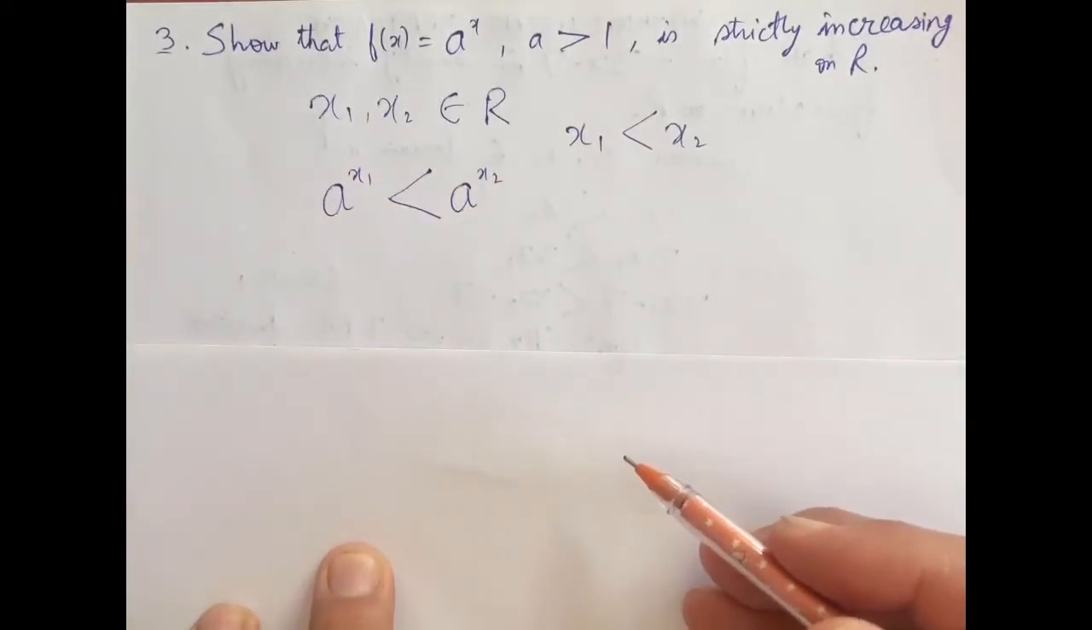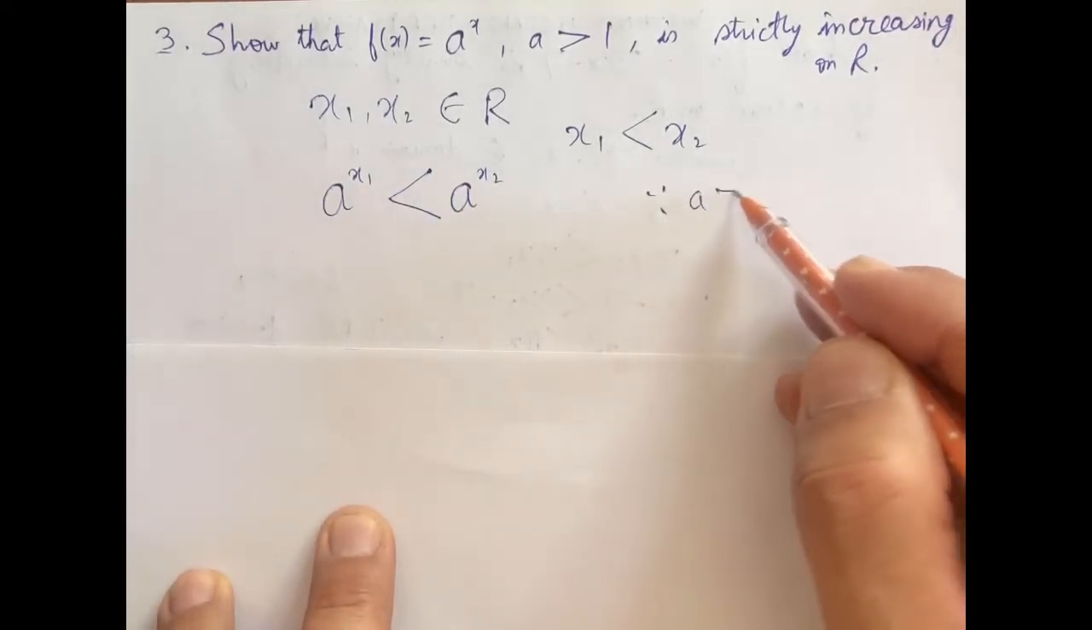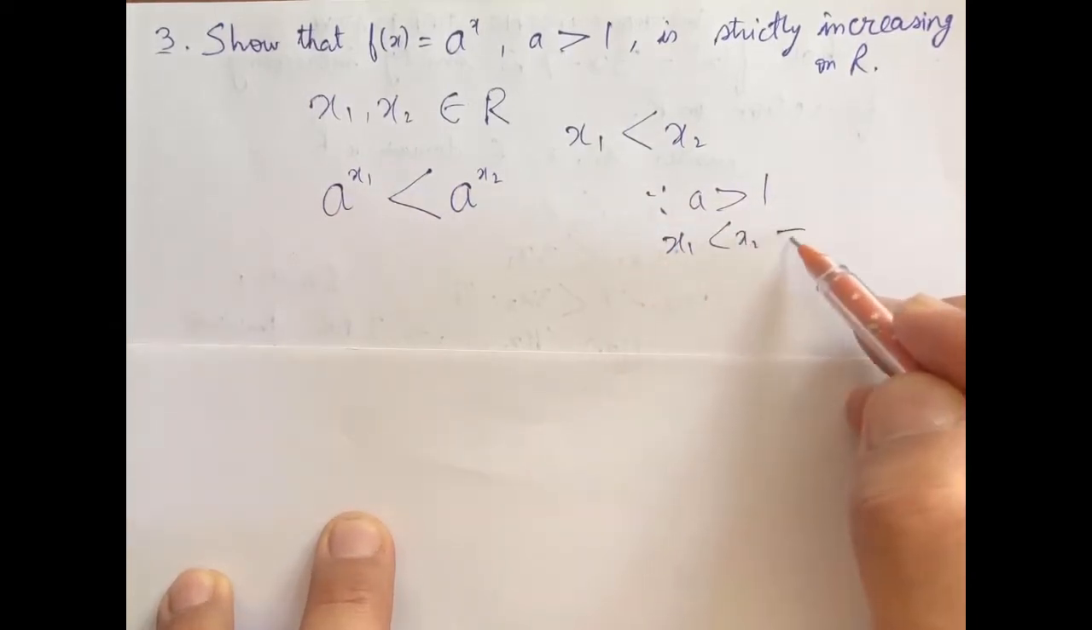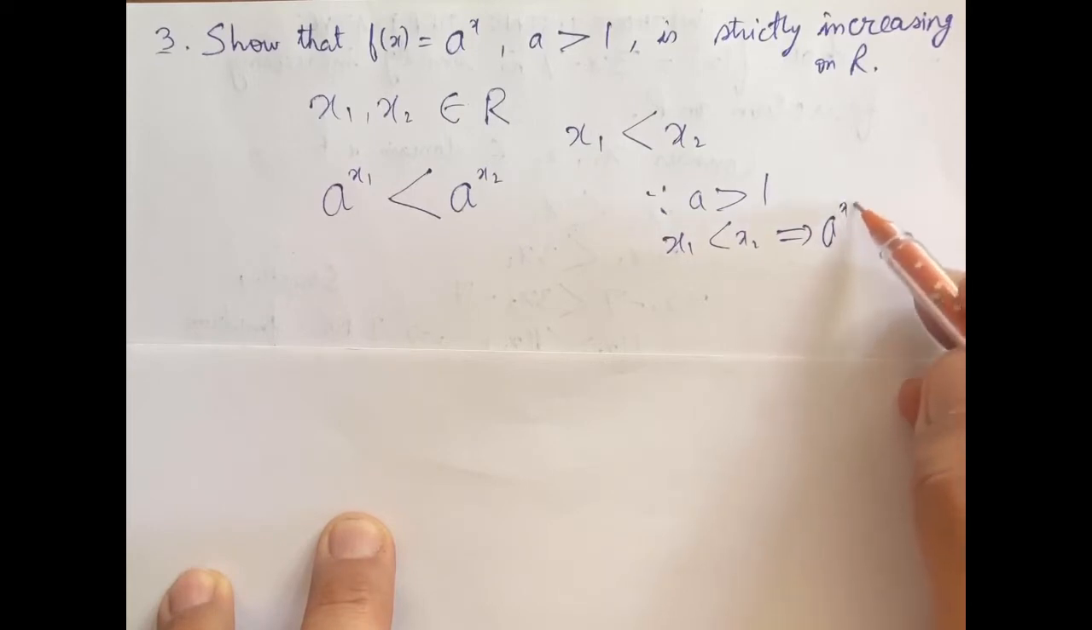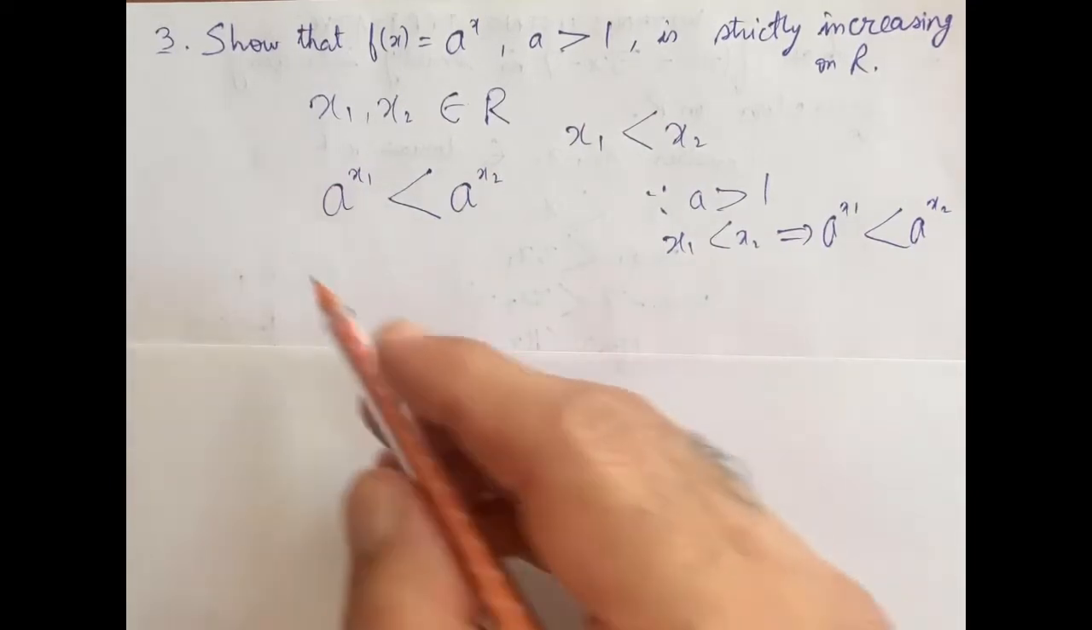So if x1 is less than x2, this means a raised to x1 is less than a raised to x2, because when a is greater than 1 and x1 is less than x2, a raised to x1 is less than a raised to x2. This is the property. We can understand this with the help of a graph also.